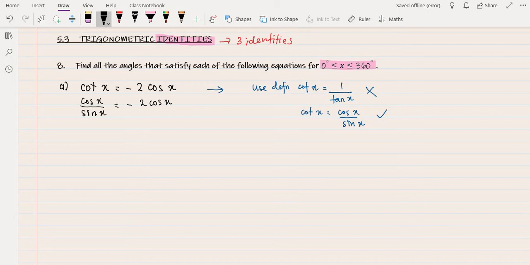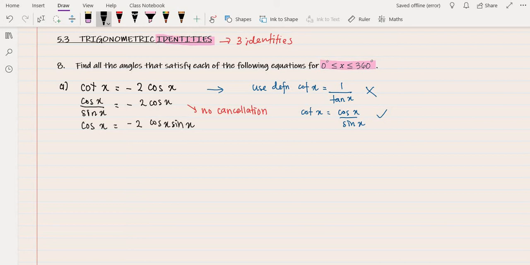So what do we do now? Please remember there are no cancellation for trigonometric function. No cancellation. Tiada penghapusan. Tak boleh cancel-cancel. Sebab bila kita cancel, jawapan kita akan hilang. So what do we do? Let's just multiply sin x on our right hand side. So that gives us cos x is equal to negative 2 cos x sin x. Okay, that seems doesn't help at all, but at least we don't have any fractions.